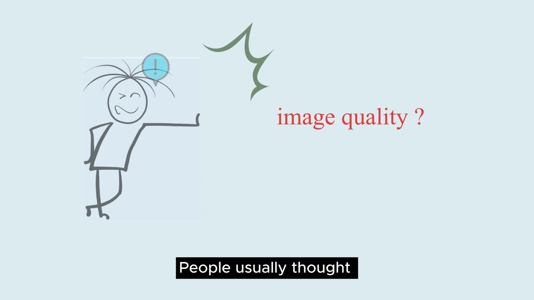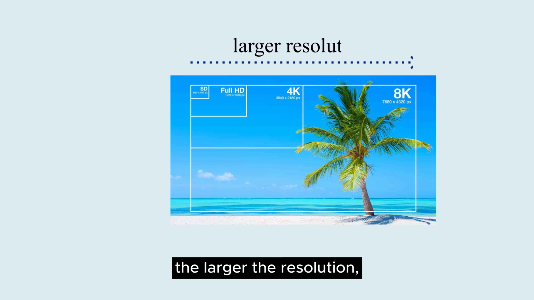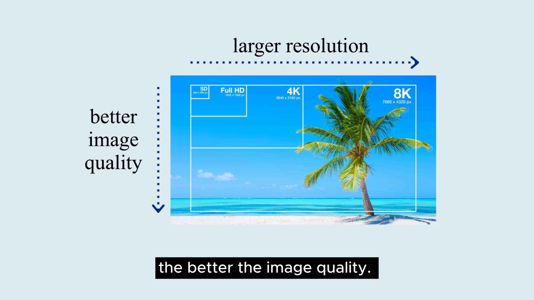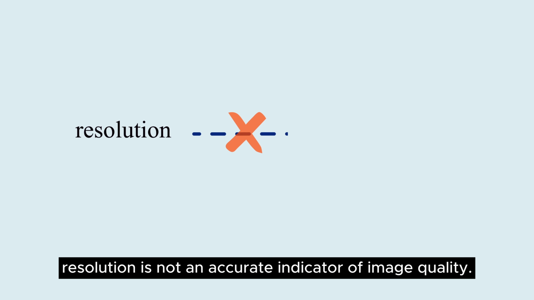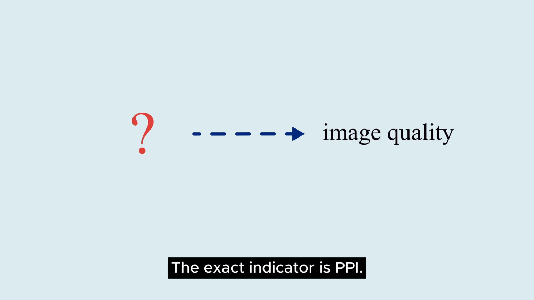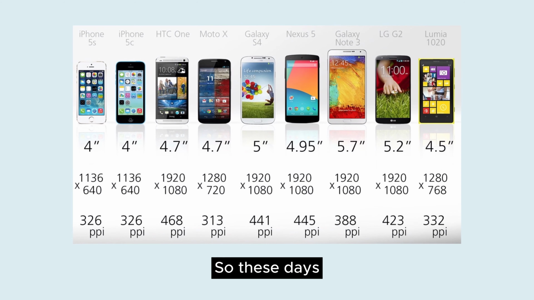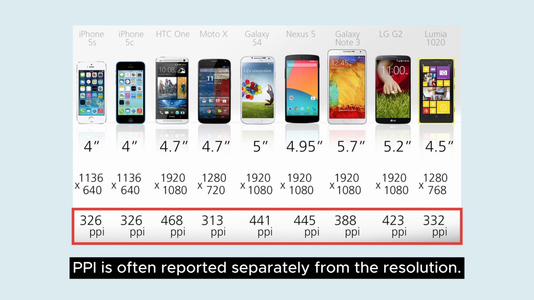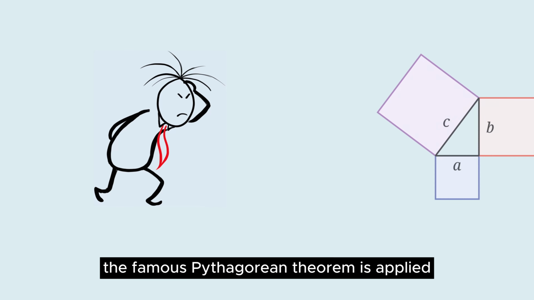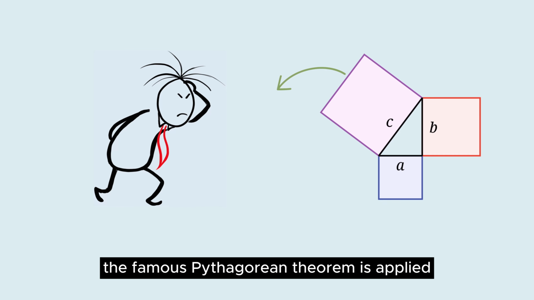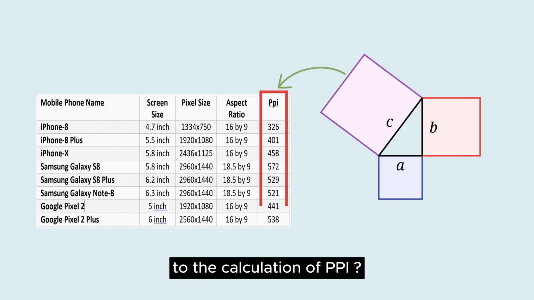Hi! People usually thought the larger the resolution, the better the image quality. However, strictly speaking, resolution is not an accurate indicator of image quality. The exact indicator is PPI. So these days, PPI is often reported separately from the resolution. By the way, do you know that the famous Pythagorean theorem is applied to the calculation of PPI?